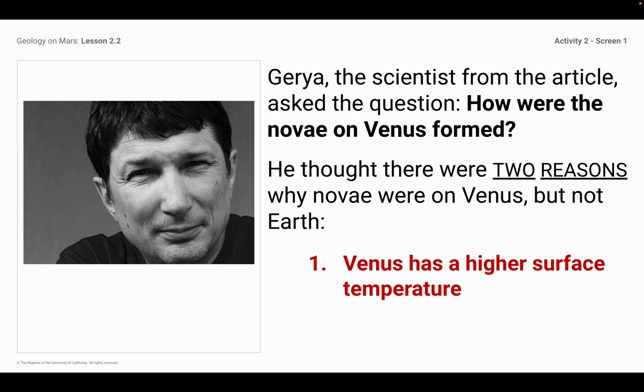And then he said the second reason why novae were on Venus, but not on Earth, is because Venus has a thinner crust. And he went on to explain his thinking. He's like, listen, if it's so hot, then the rock that's on the surface is weaker, it's softer, it's kind of tar-ish, so it's a soft outer solid layer, if you will. And because that's so soft, it would be easier to give way. And so as the magma comes up and pushes against the surface, that surface just sort of bubbles up, and it's easy to form these novae.